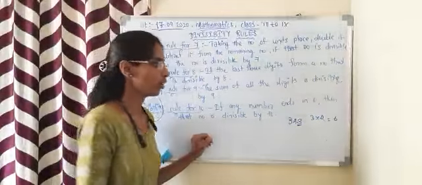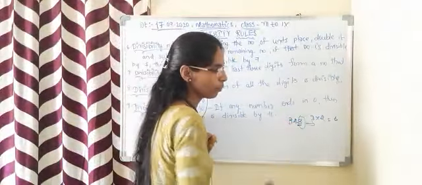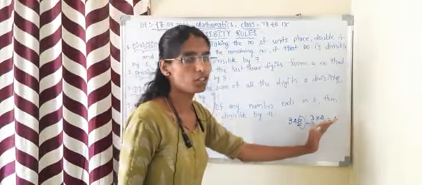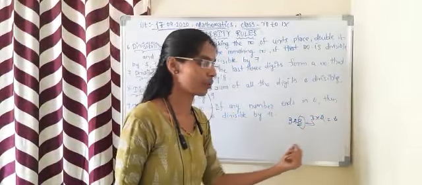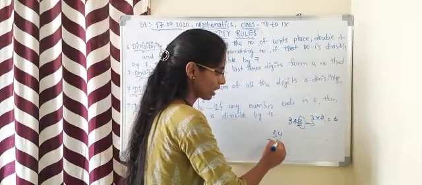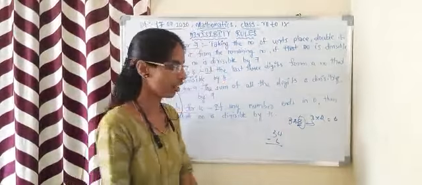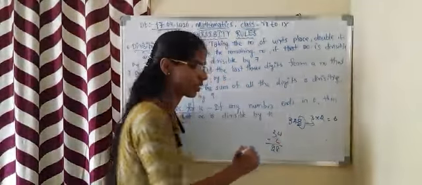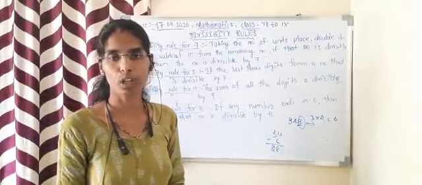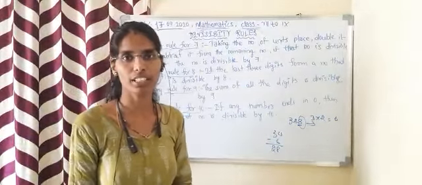Now keep this number aside, and whatever you got as the doubled number, you have to subtract from the remaining number. That is 34 minus 6. What do you get? That is 28, isn't it? So is this 28 divisible by 7 or not? Obviously yes, 7 fours are 28.